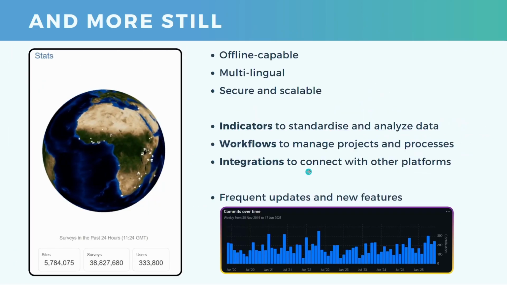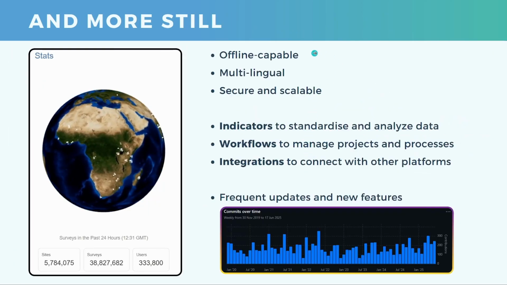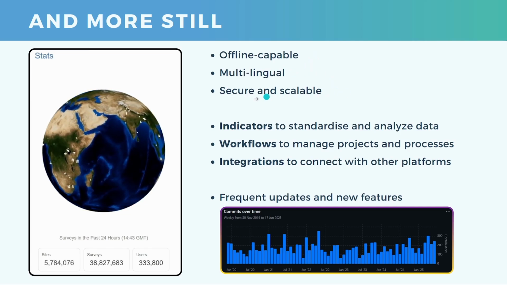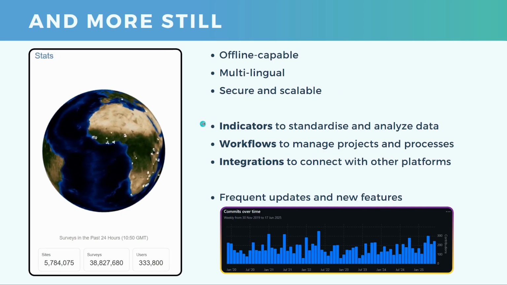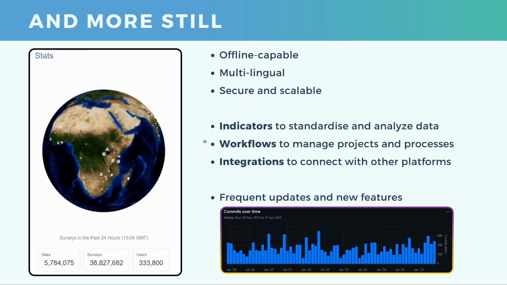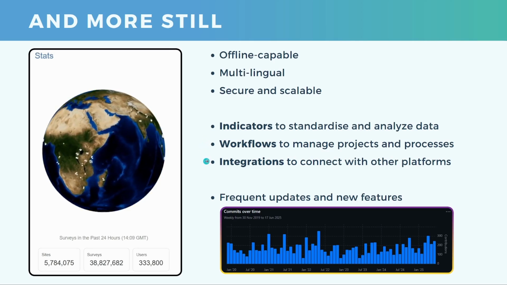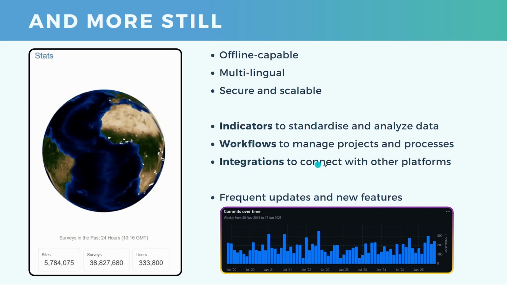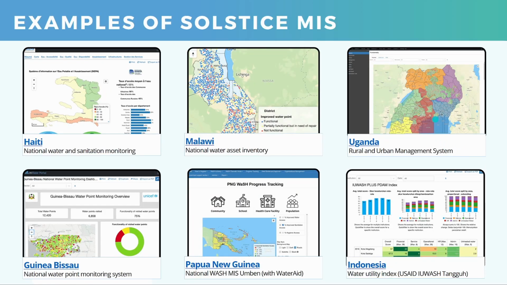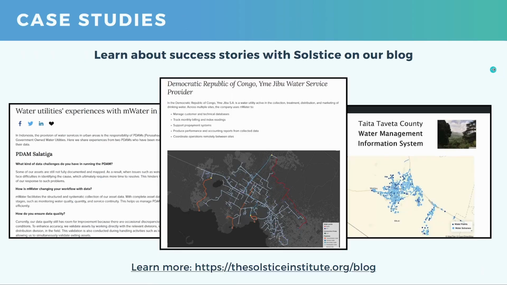And there's much more to discover in the world of Solstice. Offline capable apps, multilingual, localized to your context, secure and fully scalable. We also offer you indicators that allow you to standardize and automatically analyze data, workflows to manage projects and processes, and integrations to connect with other platforms. We frequently update the platform for free with brand new features to keep it cutting edge and relevant. You can find a lot of examples of the management information systems users have built using Solstice and mWater. You can read case studies on our website, various success stories, challenges.